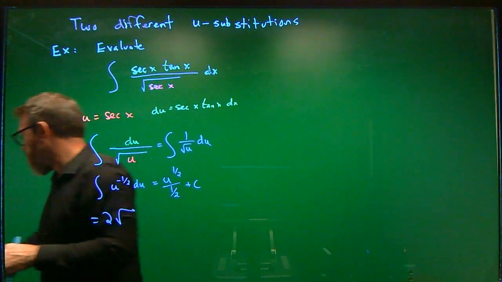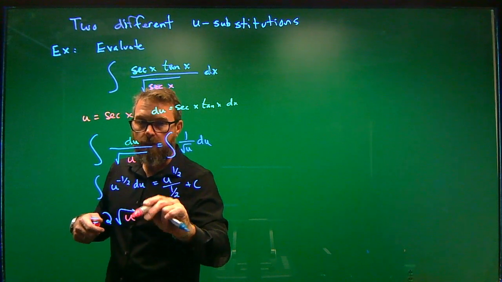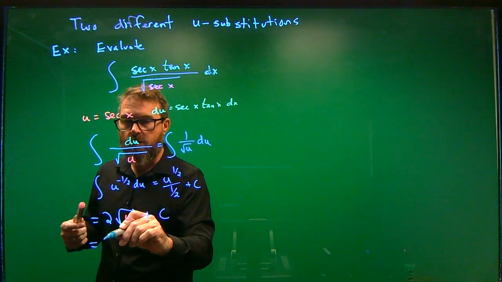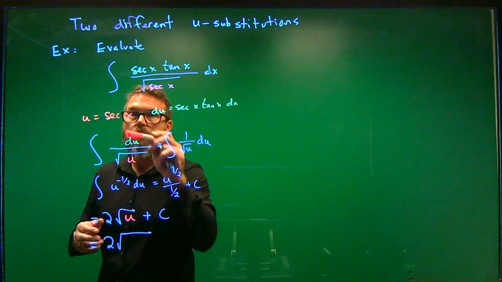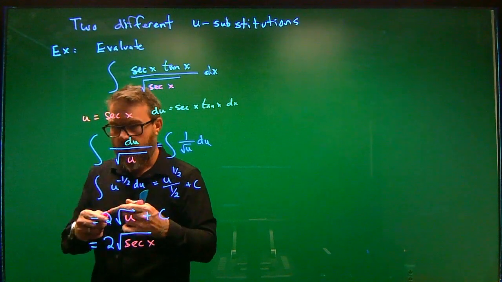So this is going to be equal to 2 times the square root of u plus c. Let's put u back in pink. And now what we have to do is we have to unsubstitute. So this is going to be 2 times the square root. Well, u is going to be equal to that secant of x plus c.